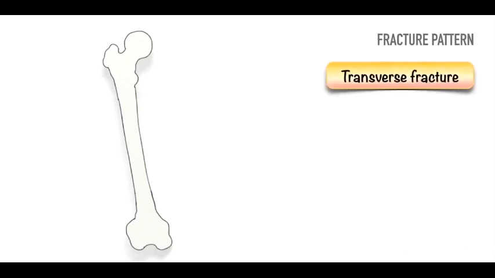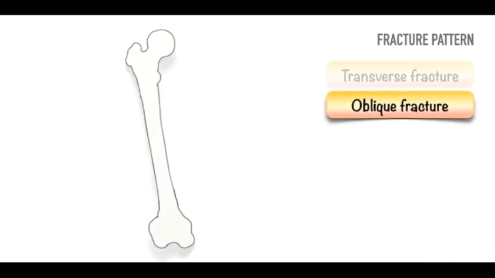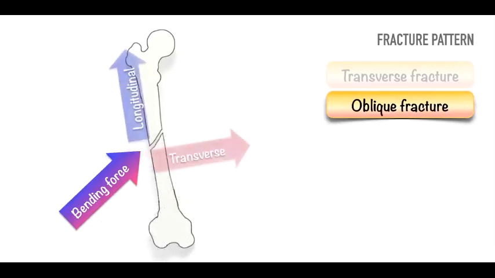1. Transverse fracture. In this fracture, the fracture line is perpendicular to the long axis of the bone. Such a fracture is caused by tapping or bending force. Number 2, oblique fracture. In this fracture, the fracture line is oblique. Such a fracture is caused by bending force, which in addition has a component of force along the axis of the bone.